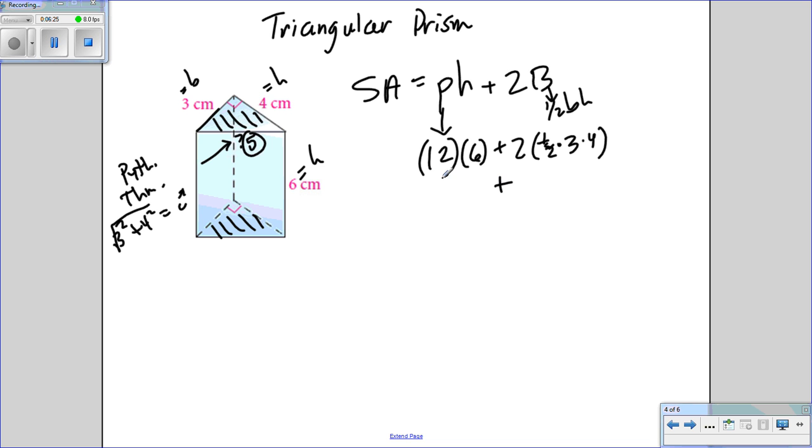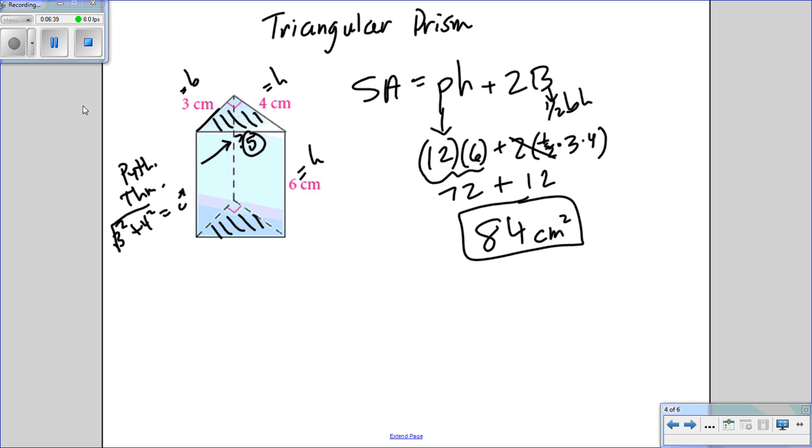And I'm going to go ahead and do this math. We have 12 times 6 would be 72. Half of 2, those cancel. 3 times 4 is 12. And we can add those two together. We get 84 centimeters squared for that.